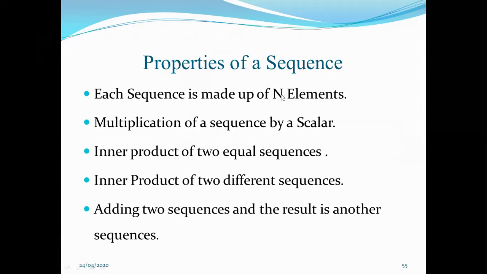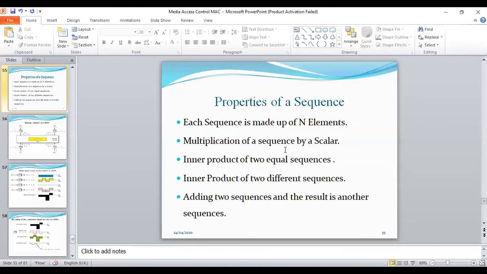Now, the second property is multiplication of a sequence by a scalar value. We can take any scalar value. For example, if you take the scalar value as 2, we'll see how this multiplication works, then we can understand.